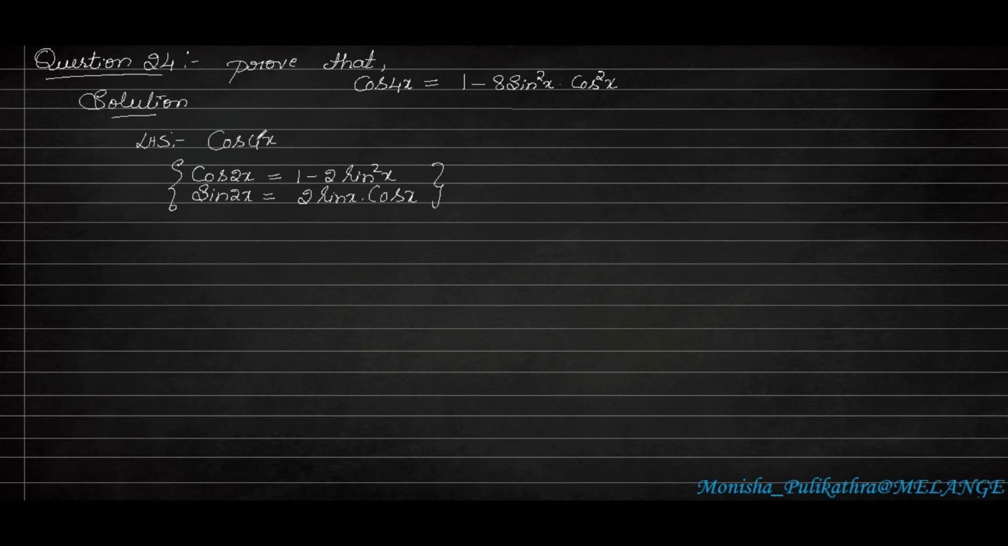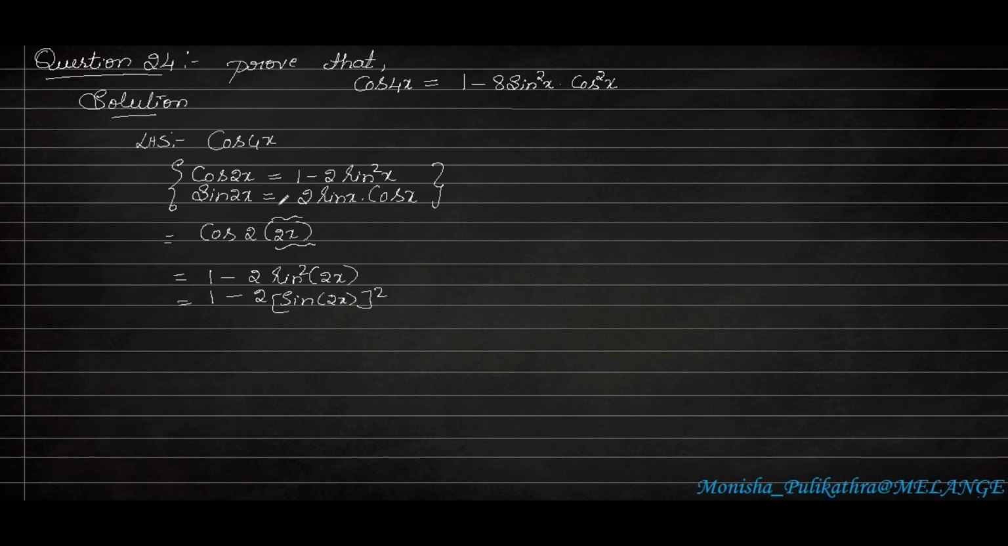So here it is cos 4x. If we split it, we can take it as 2 into 2x. So 2 into 2x is 4x. The whole 2x we can take as x. So cos 2x is equal to 1 minus 2 sin square x. Instead of x, we have to write the whole 2x here. So 1 minus 2 sin square 2x, I will be taking it as sin 2x whole square. So sin square 2x and sin 2x whole square are both the same.